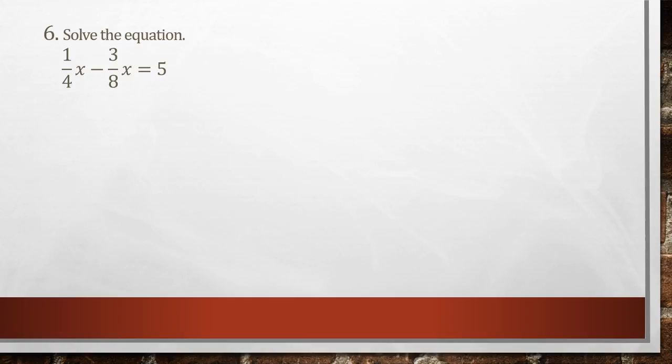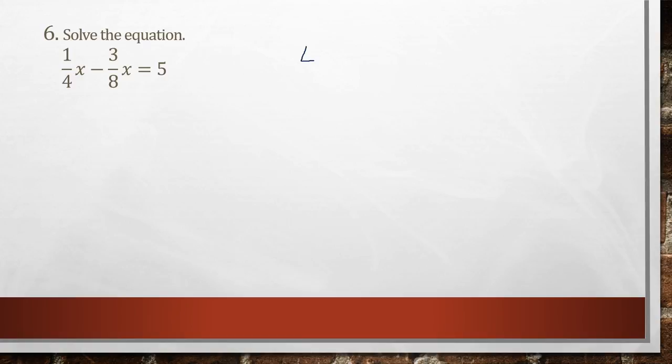This is question number 6, solve the equation. And we have 1/4 x minus 3/8 x equals 5. Because we are dealing with more than one fraction, I suggest we use the method of eliminating the fractions. So the first step would be that we have to look for the least common denominator.